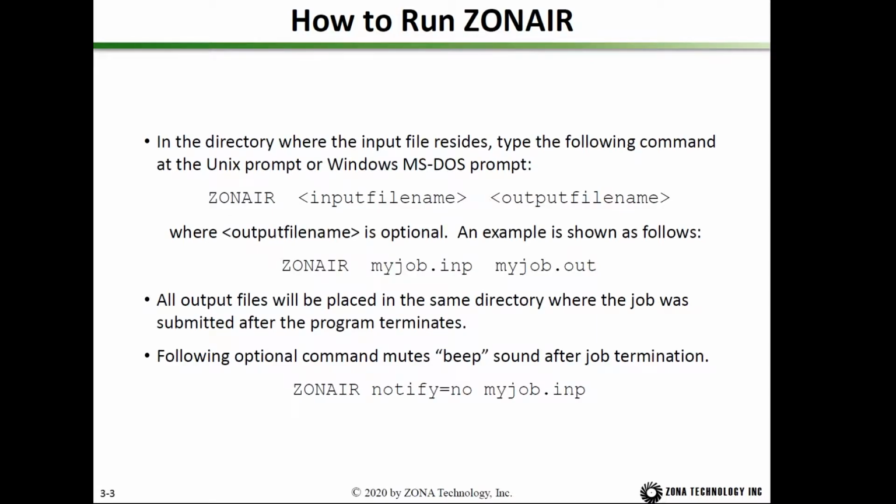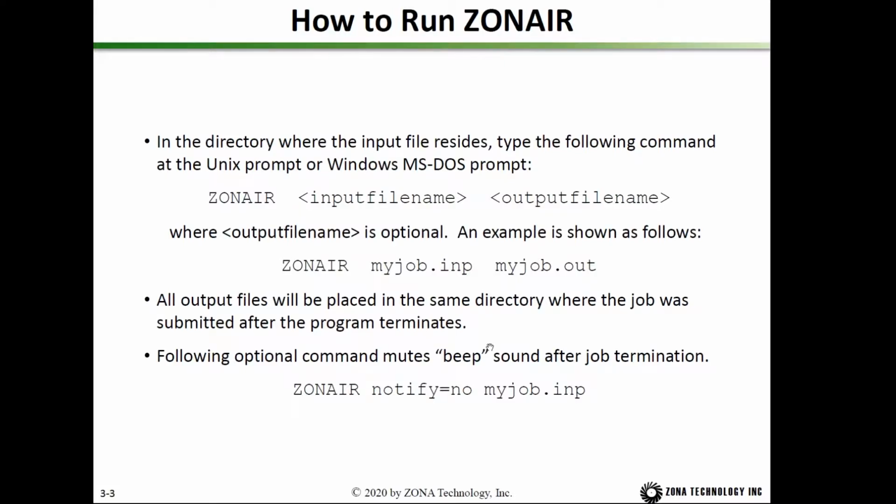If you want to run ZONAIR in the folder where the input file resides, you type ZONAIR, the input file name, and the output file name. However, the output file name is optional. If you don't specify the output name, for example, you type ZONAIR myjob.np, the default would be myjob.out.